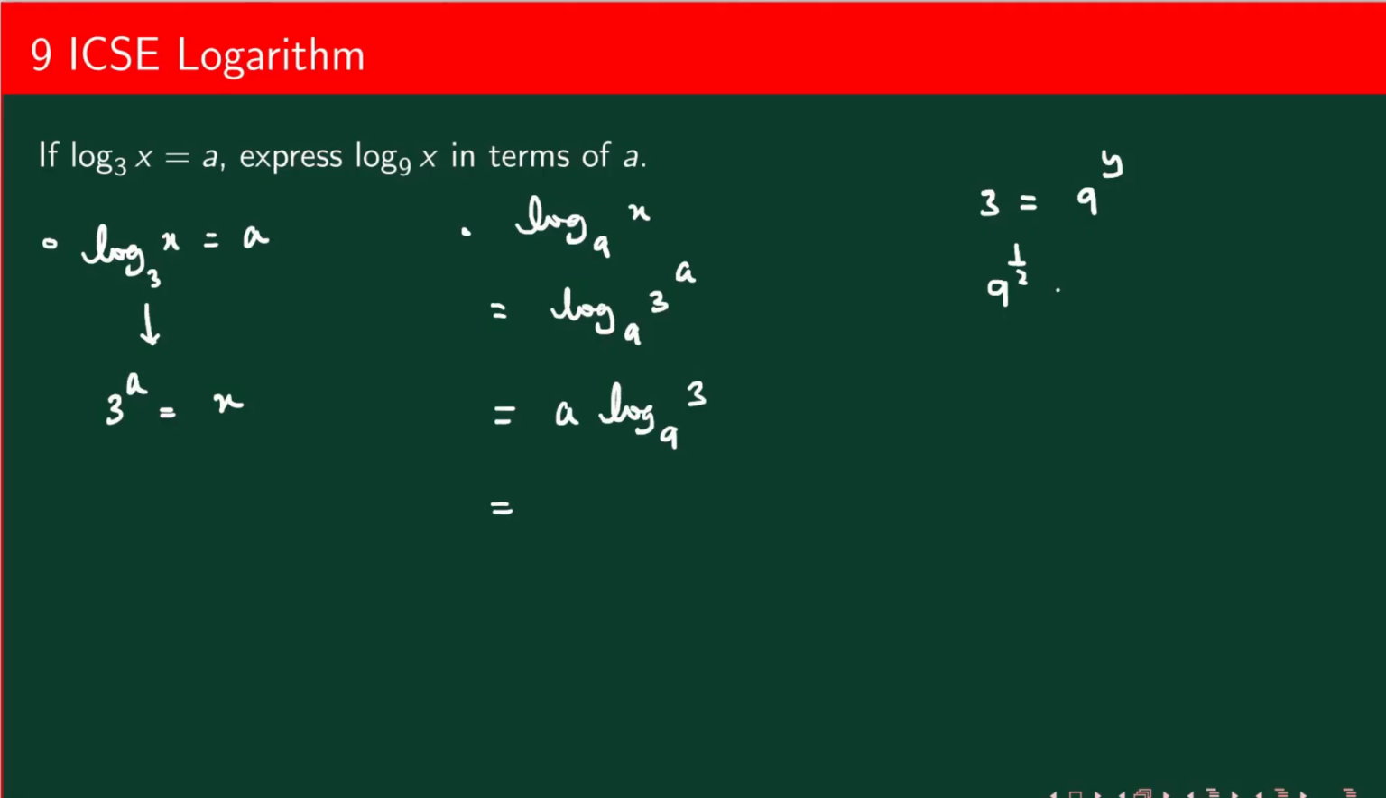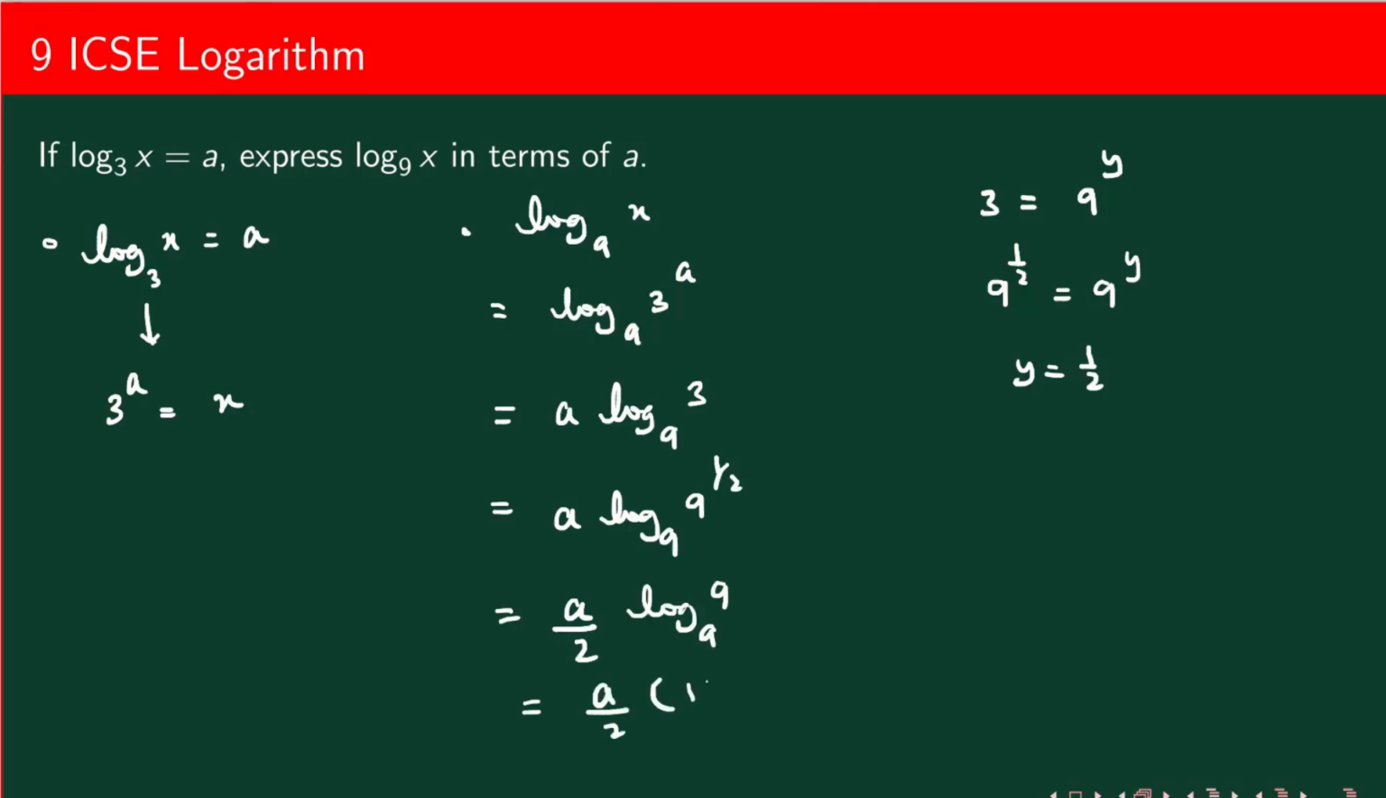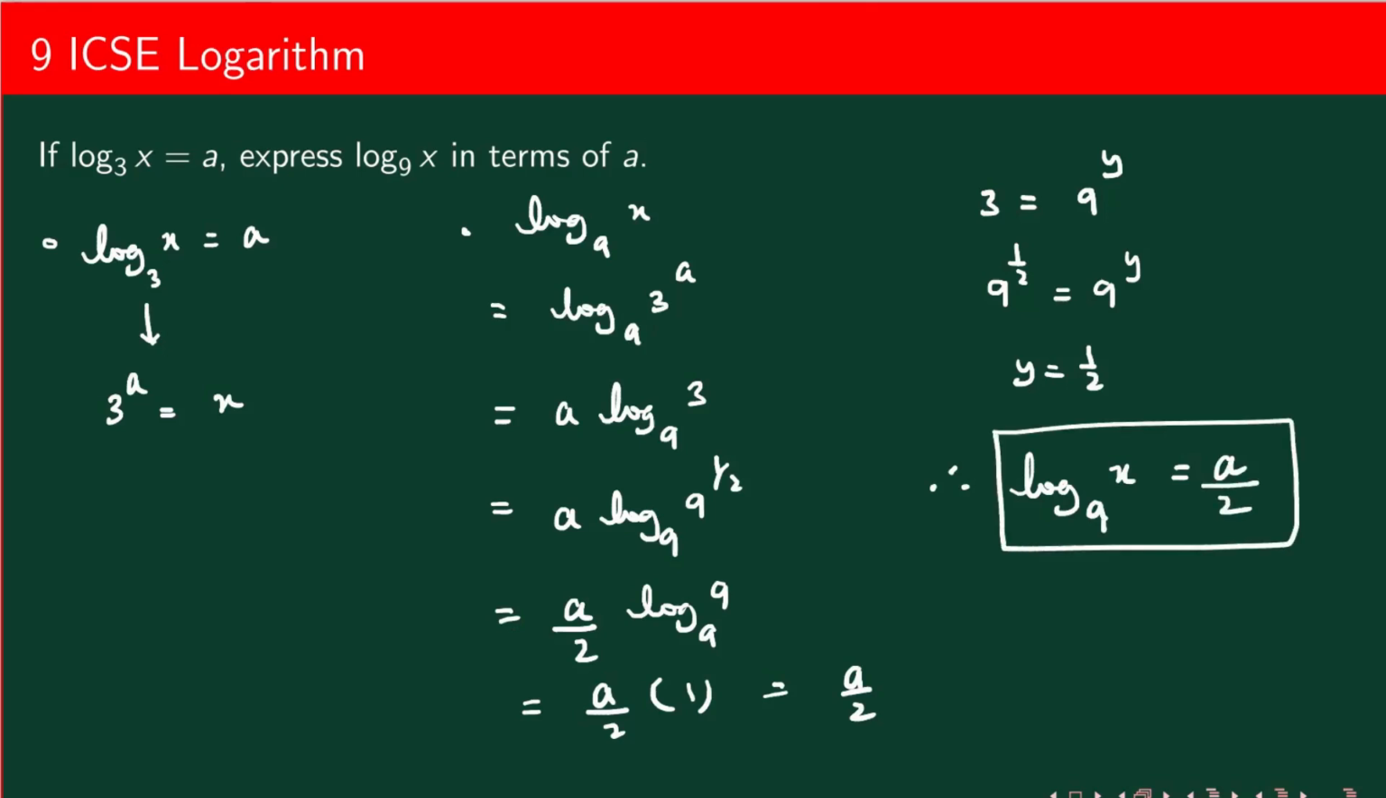Square root of 9 is 3. So therefore, that number is half. So I'm going to write 3 as 9 raised to half. Again, that half goes on the other side. This is log 9 to the base 9, a by 2 into 1, that is a by 2. So therefore, log x to the base 9 is equal to a by 2. So we have been successful in writing it in terms of a. Going to the next one.